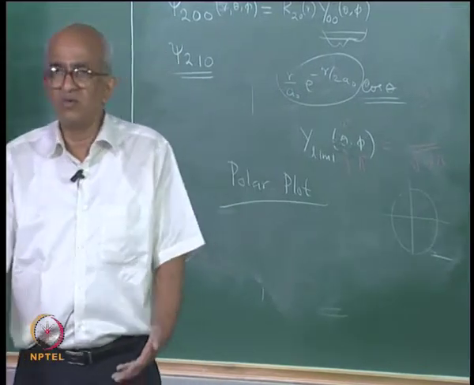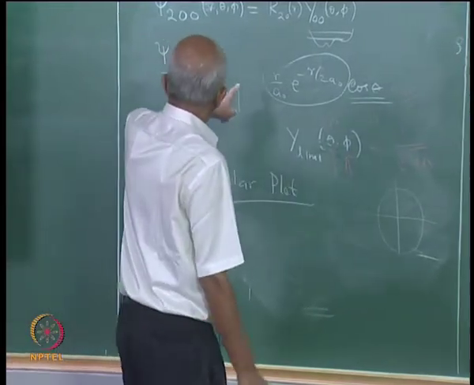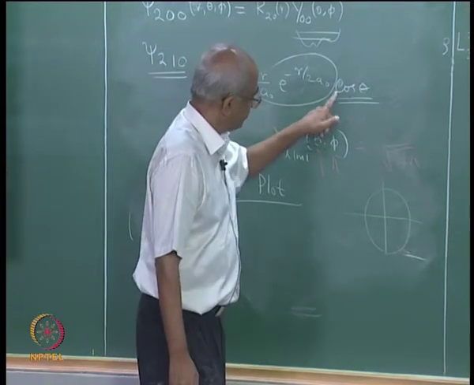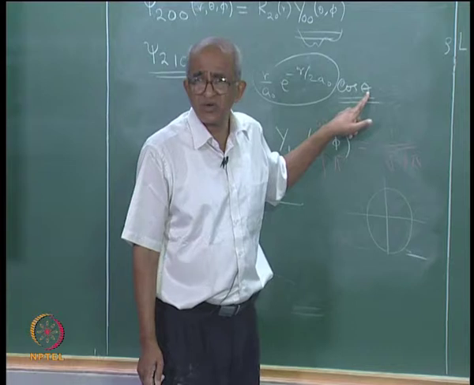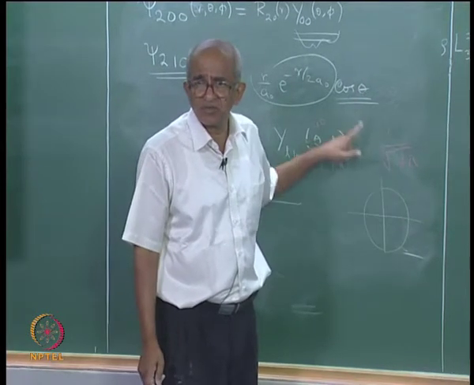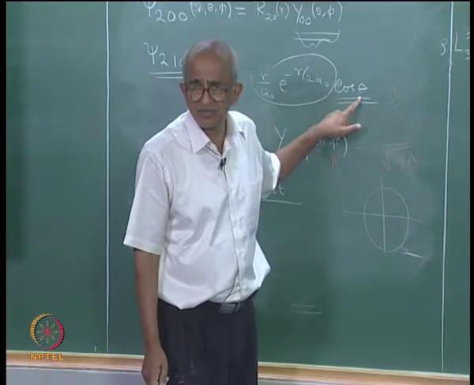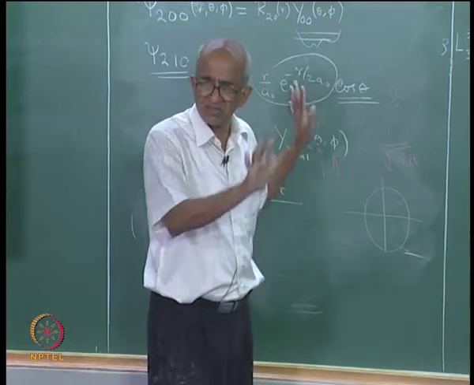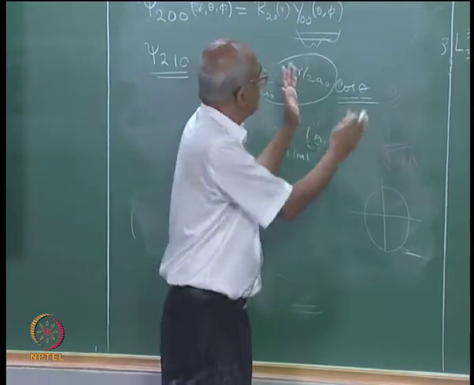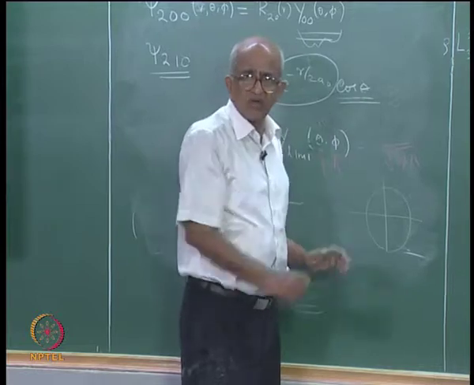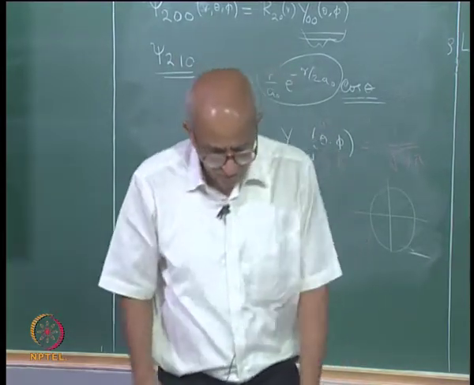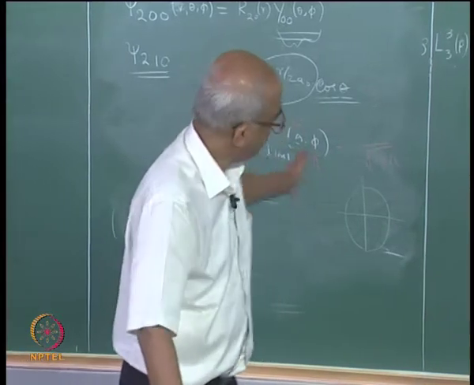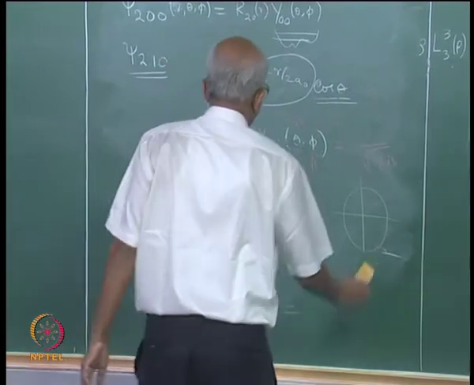And now, what should I do? I have this particular orbital, and for that orbital the function is not a constant, it is not 1 by square root of 4 pi, but it is actually cos theta, maybe multiplied by a constant, but I will not worry about the constant, I just need to worry only about cos theta. So, what should I do? I should make a polar plot of this function. How am I going to do that?